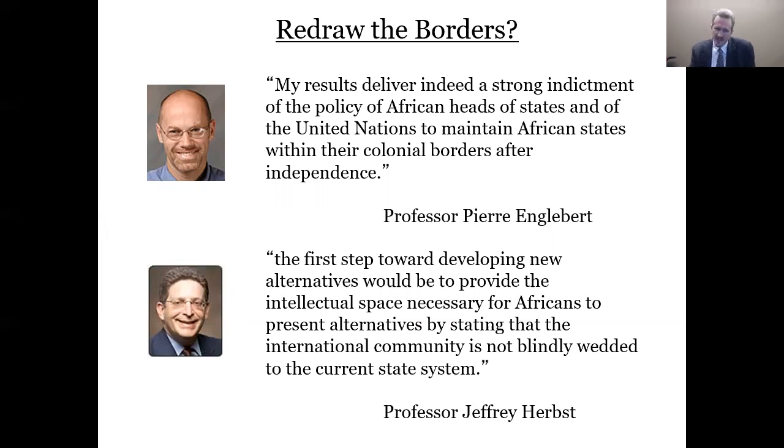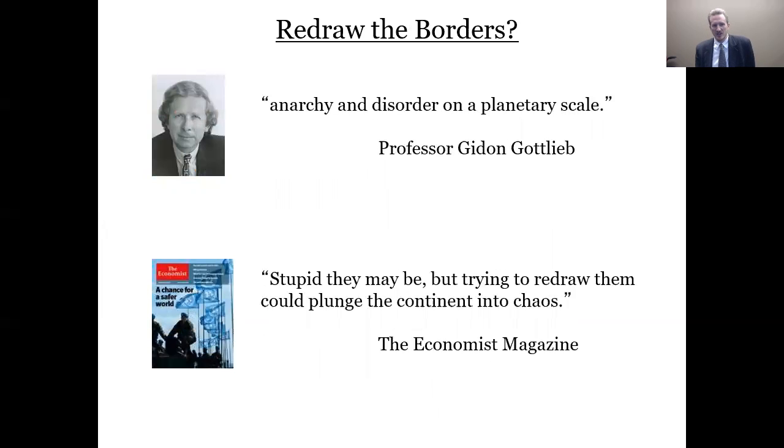Now, that's these Western academics. A lot of Africans are born in their nation state, and it's also a question of stability. Some people disagree. So here's Professor Gottlieb. He's saying the idea of redrawing the African map would cause anarchy and disorder on a planetary scale. The Economist magazine says trying to redraw them could plunge the continent into chaos. So that map is problematic, but what alternative map are you going to? Who's going to draw it?